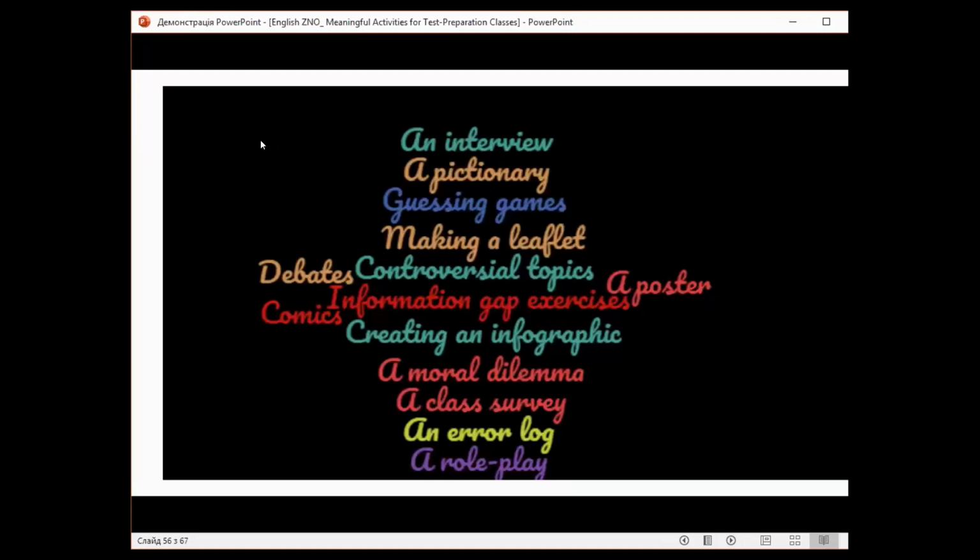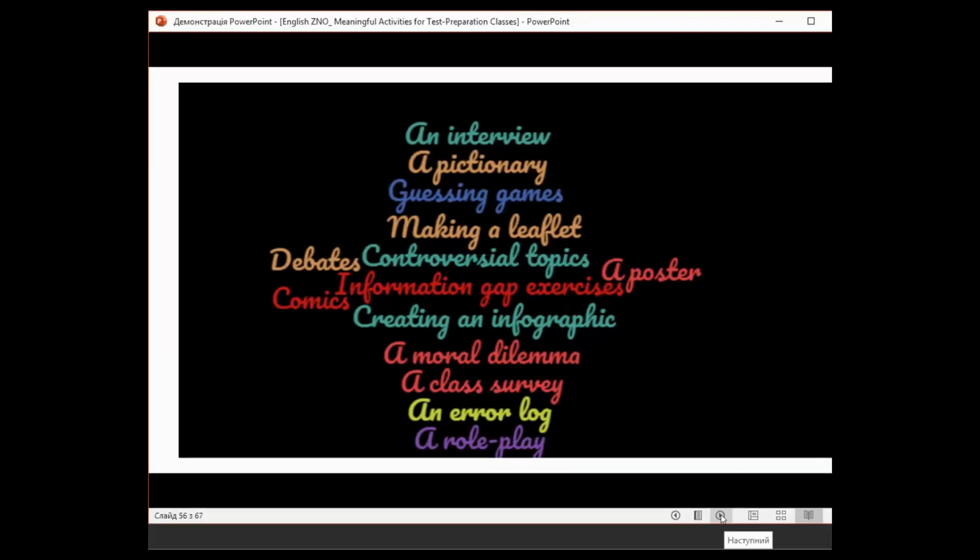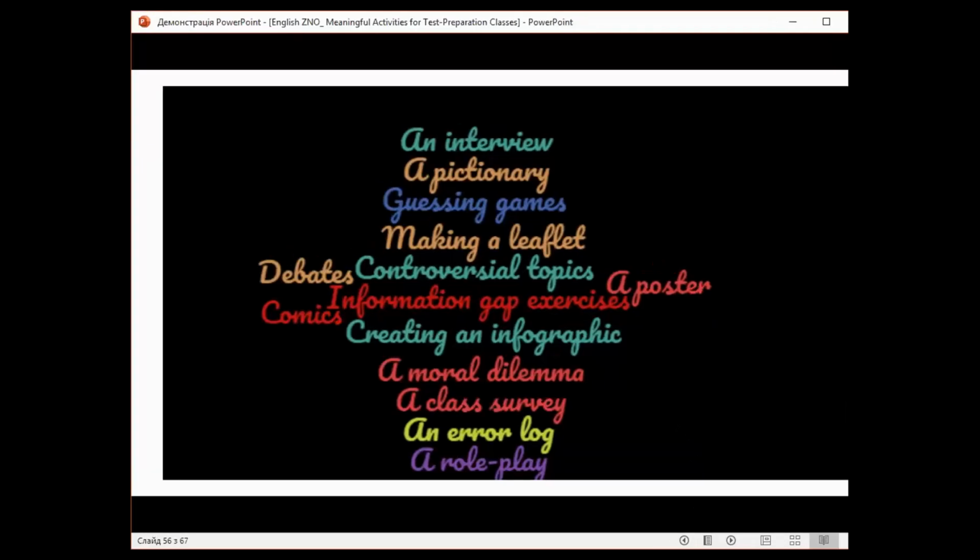In general, the selection of meaningful activities is so great. So basically, different projects, group work, pair work activities are all very nice ideas to use. I just gave you a couple of examples, but you are welcome to try different things. And here on the slide, you can see other things you can try.